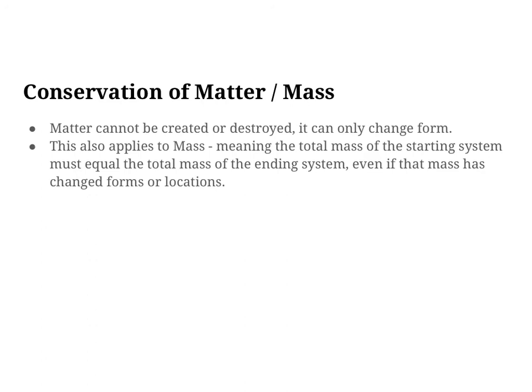Last thing, another thing to look for is there's a thing called the law of conservation of matter, or the law of conservation of mass. And this says that matter cannot be created or destroyed, it can only change form. Okay, so we can't create or destroy matter, we can only make it change where it's at currently. This also applies to mass. So what that means is that the total mass of the starting system must equal the total mass of the ending system, even if that mass has changed forms or locations. Okay, we can't gain or lose anything in a chemical reaction. It has to still be there at the end. It might be in a different place, but it's conserved, it is somewhere.